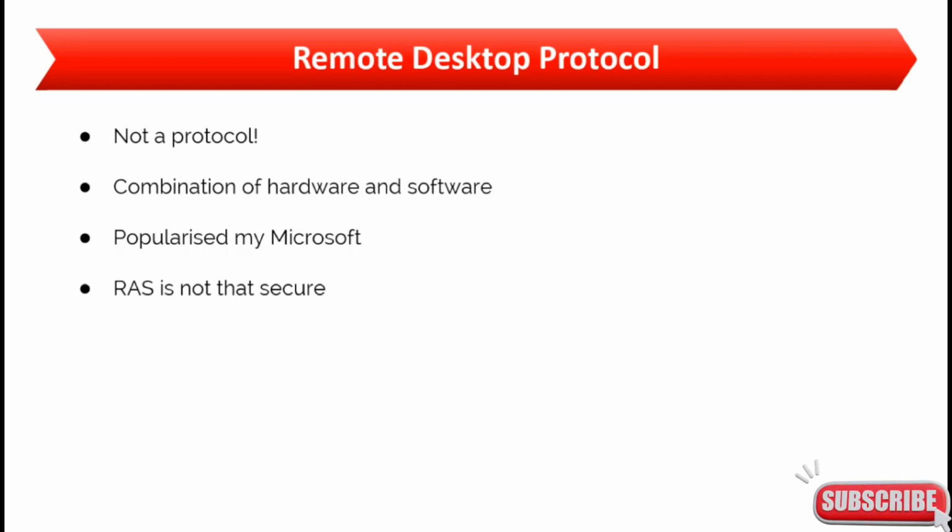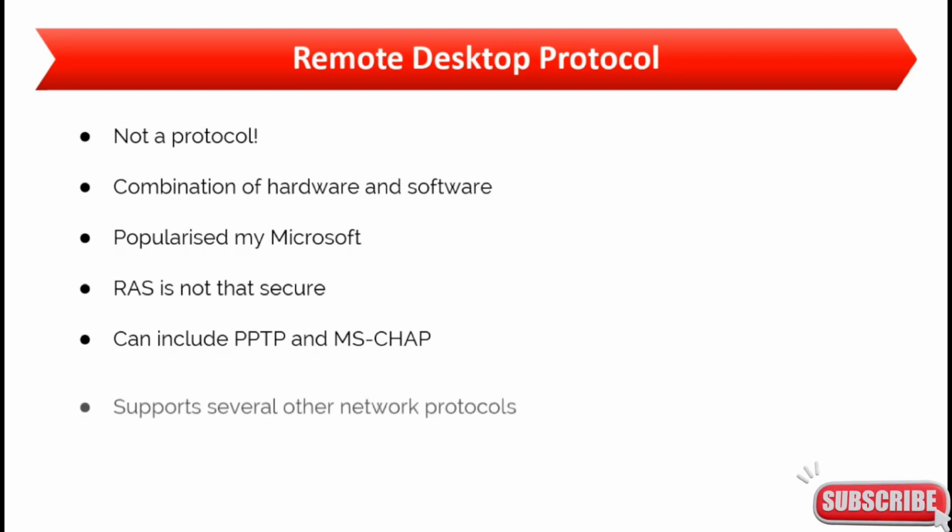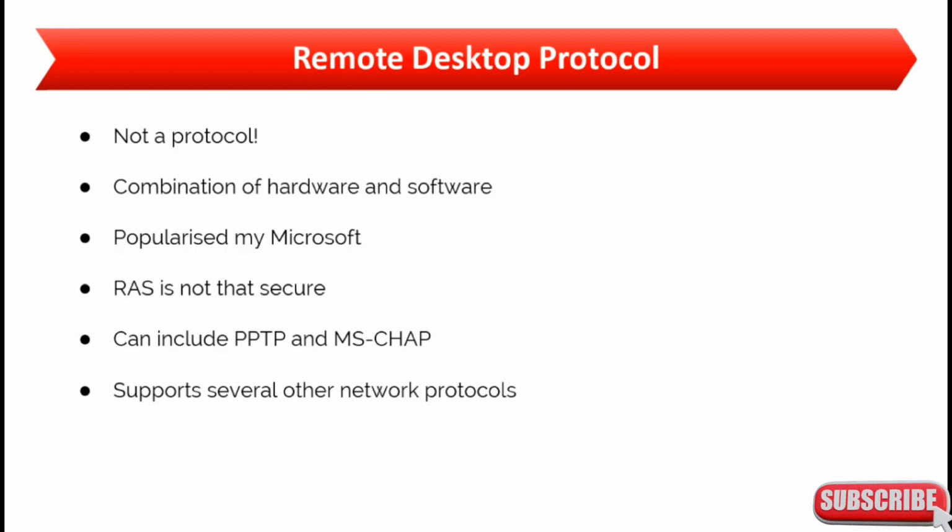RAS itself was not very secure, but there are options with RAS to include secure protocol tools for tunneling, such as PPTP, that is Point-to-Point Tunneling Protocol, and MS-CHAP, that is Microsoft Challenge Handshake Authentication Protocol. Remote Access Service is versatile because it supports several other network protocols in addition to TCP/IP as well. That is why RAS has become very prominent in this 2020 period.